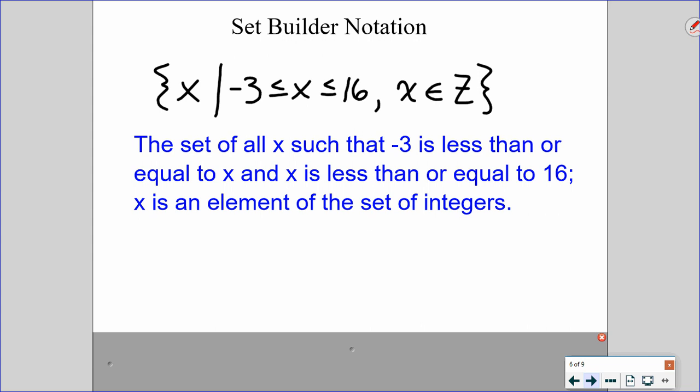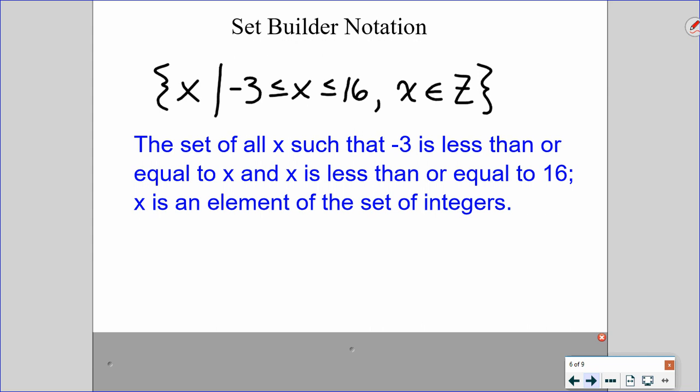All right, let's talk about set builder notation. This is what set builder notation looks like. I know it can look a little confusing at first, but again, it's just a different way to represent a set of numbers instead of listing each element in the set, which sometimes might be hard to do if we're talking about fractions and decimals. So this is just another way to write it.